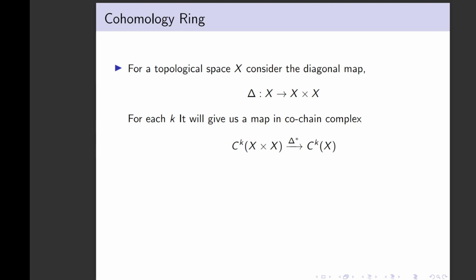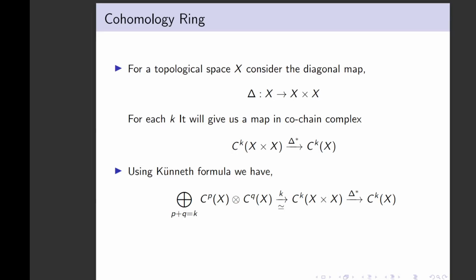Here this delta is just the diagonal map from X to X times X, and the map is also very natural. Basically, every point x goes to (x, x). Since we know that the cochain complex is a contravariant functor, it will give us a map delta star from C^k of X times X to C^k of X. And there is a theorem by Künneth that I will use here. Let me write it here properly.